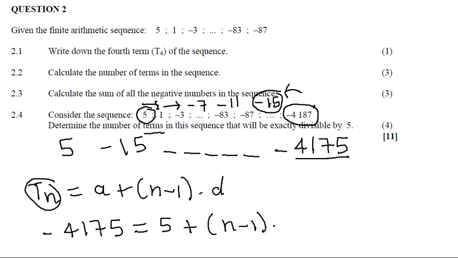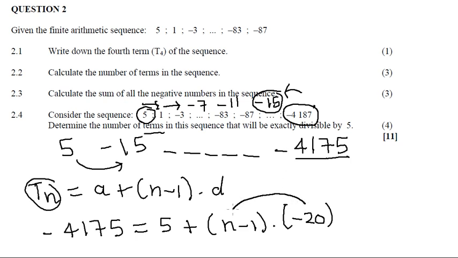And now remember, your common difference is T2 minus T1, which is negative 15 minus 5. That's going to become negative 20. So our common difference is now different to what it was in the original pattern. And all I have to do here is to solve for n.